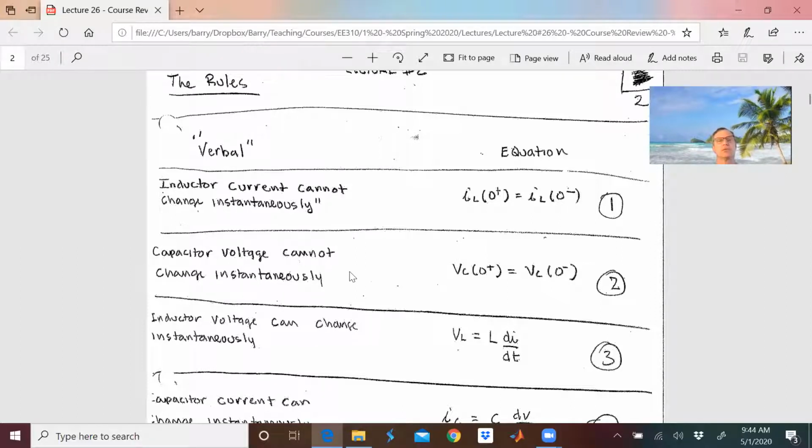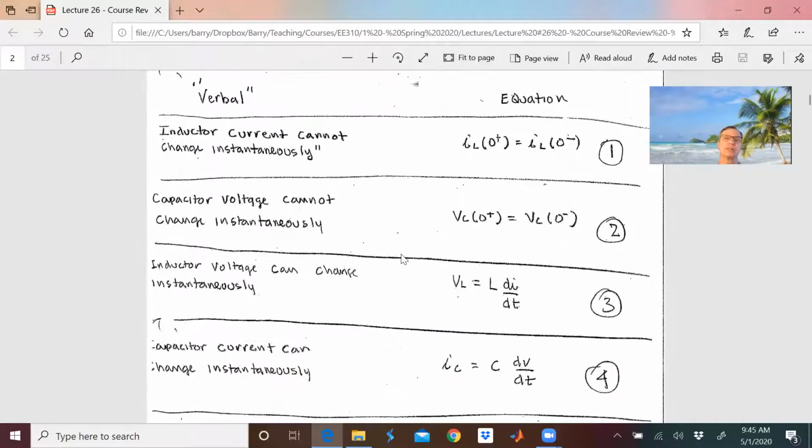Now, a similar rule holds for capacitors, and it comes from the same place, from the physics department, where they say that you can't move energy from one place to another instantaneously. And we're going to say that the capacitor voltage cannot change instantaneously. So mathematically, we'll say that VC of 0 plus is equal to VC of 0 minus. Now let's say some can rules, because these were some cannot rules. The inductor voltage, it can change instantaneously.